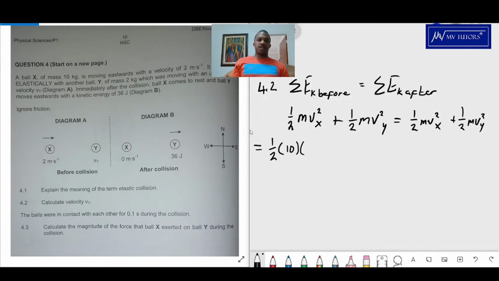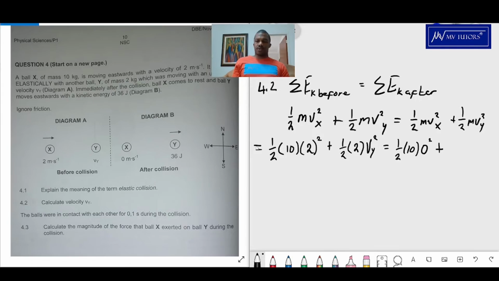And then for v, what is our initial mass? We have been given it's 2 meters per second, so we'll put 2 there, and it's squared, plus half the second mass we've been given, it's 2, right? And then v y is what we are looking for, so that's equals to half mass, this is the mass of x, which is 10, and afterwards, you know, velocity is 0, so we got 0 squared there.